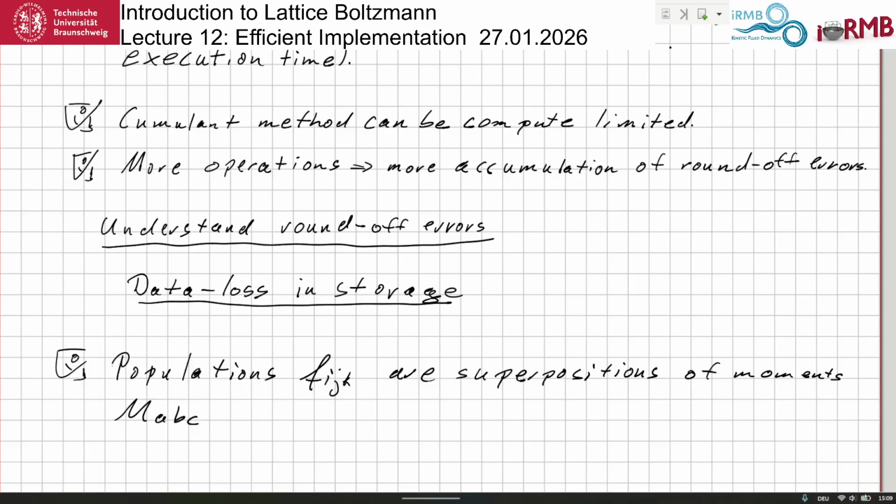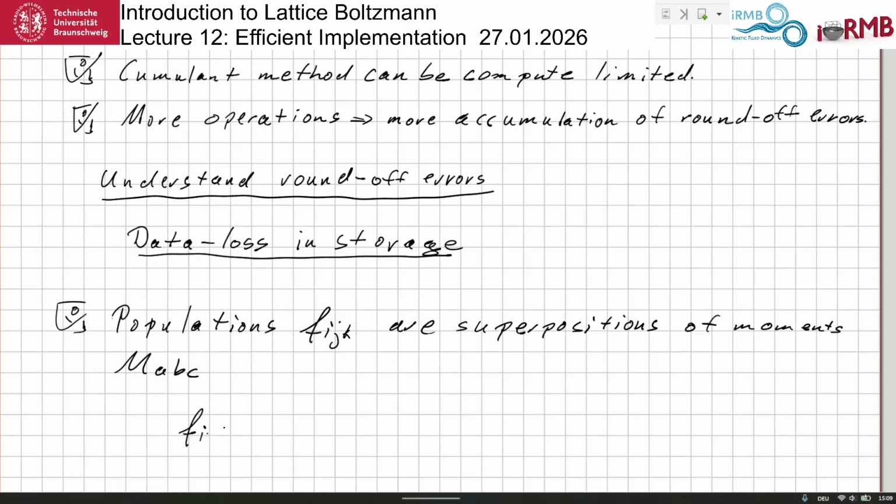MABC. So we can, in principle, write the populations Fijk as a sum over A, B, and C. If it's raw moments, then we could have here a constant tensor alpha ijk abc. So that's a tensor where you enter the index and then comes out a number, and this we multiply with MABC. So basically that would be a matrix. You can consider this as a matrix operation, yeah? But I don't write it as a matrix operation.